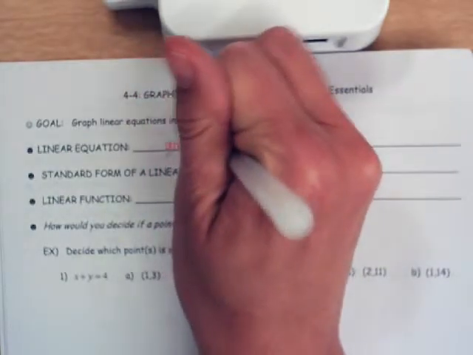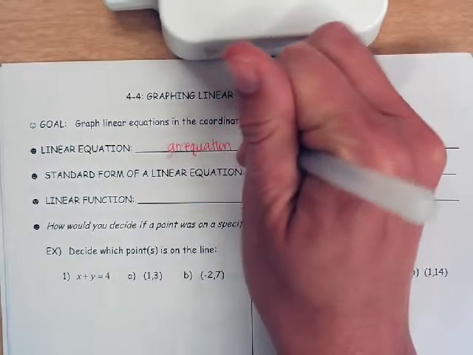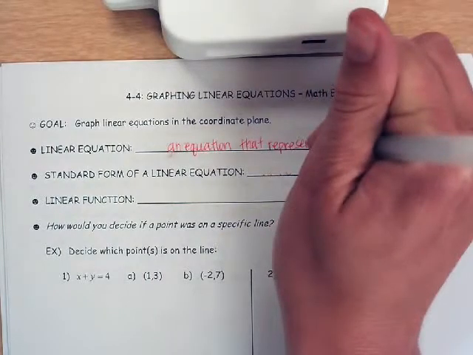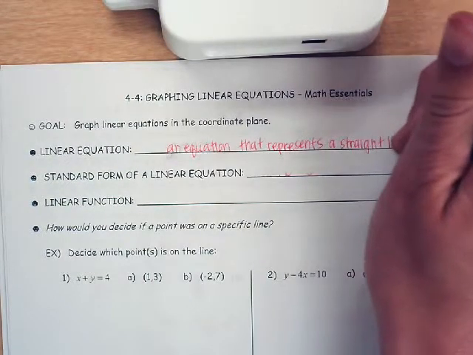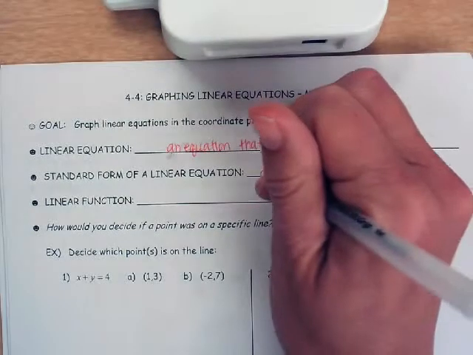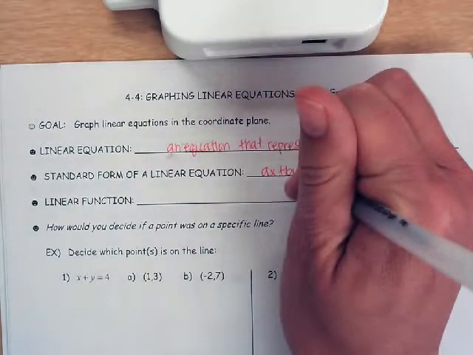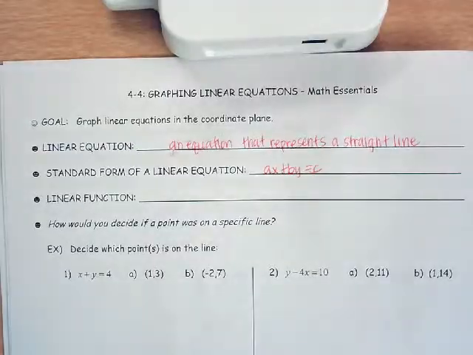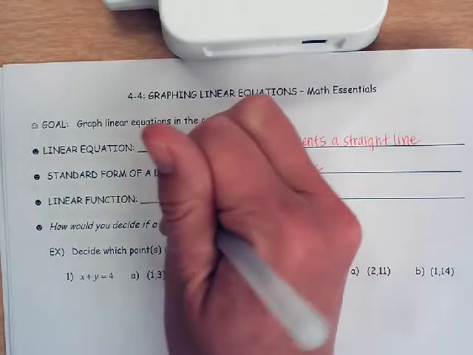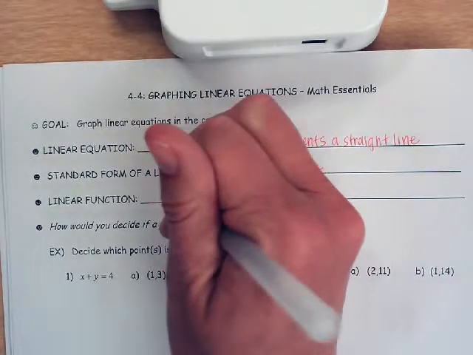An equation that represents a straight line. A standard form of a linear equation looks like this: AX plus BY equals C, where A and B are just constants. They're any number. And Y and X are dependent upon each other. A linear function looks like Y equals MX plus B. Sorry, frozen for a second.